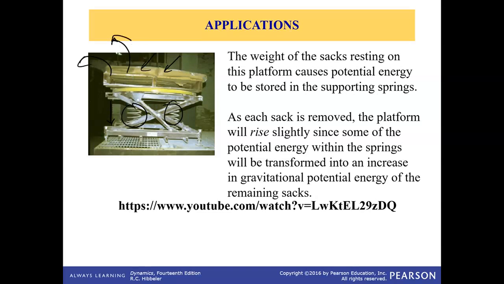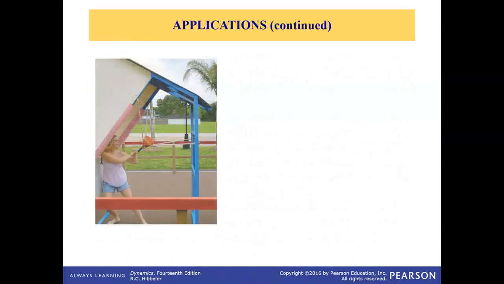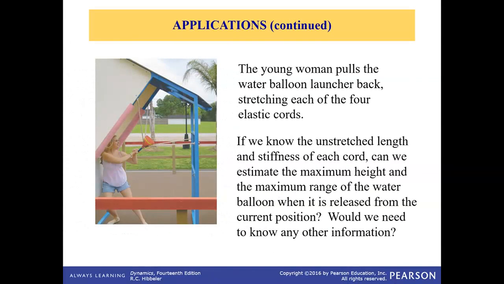potential energy is recovered. This is the example where the young woman pulls the water balloon launcher back, stretching each of the four elastic cords. If we know the unstretched length and stiffness of each cord, can we estimate the maximum height and the maximum range of the water balloon when it is released from the current position? Would we need to know any other information? Yes, we need other information such as what is this angle, theta. If we know this angle, then using projectile calculations, we can calculate how far and how high the balloon will go from the reference point.